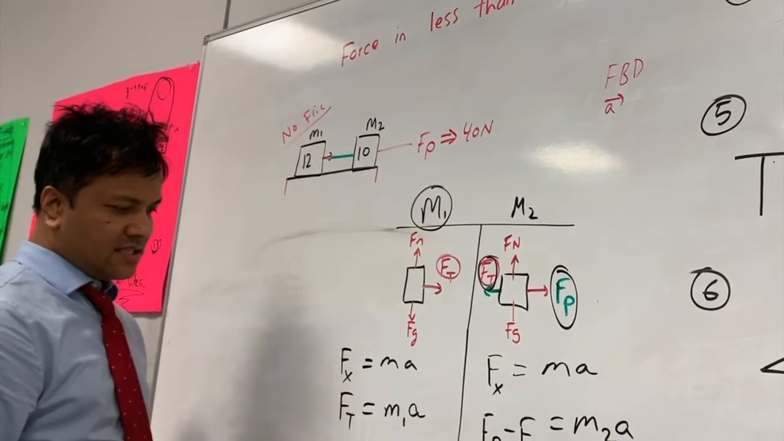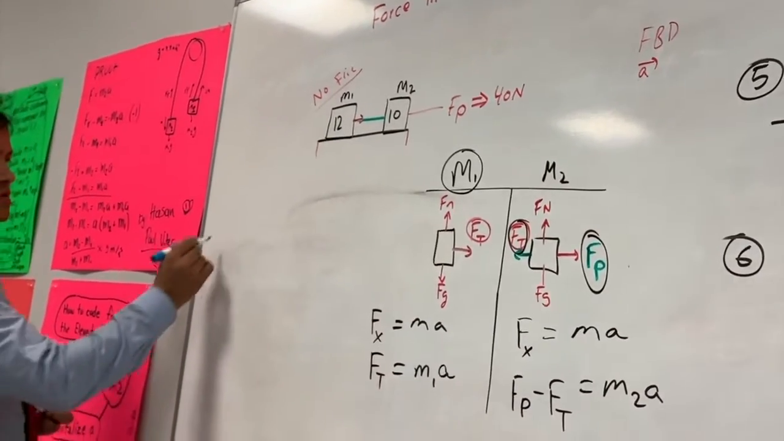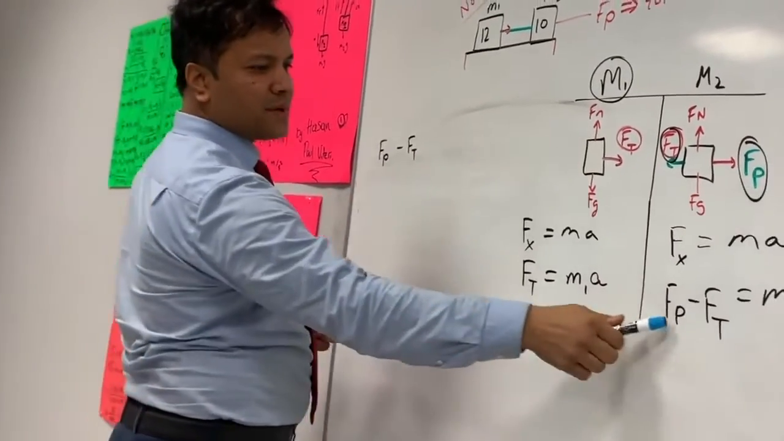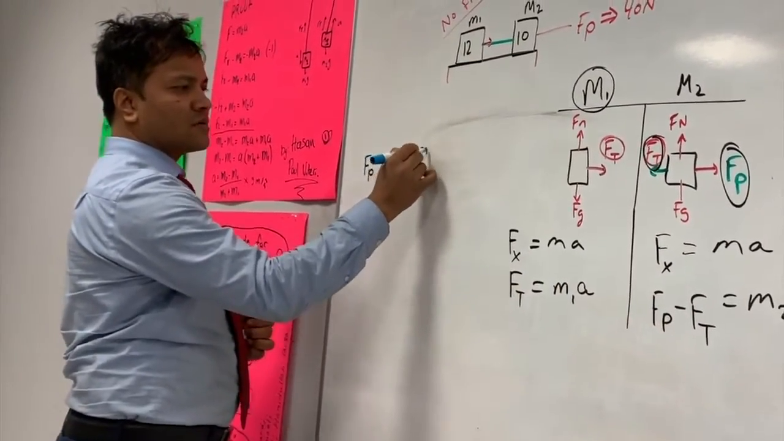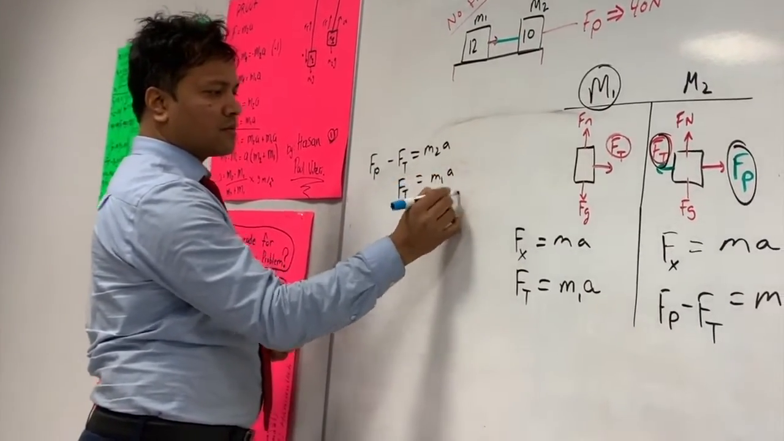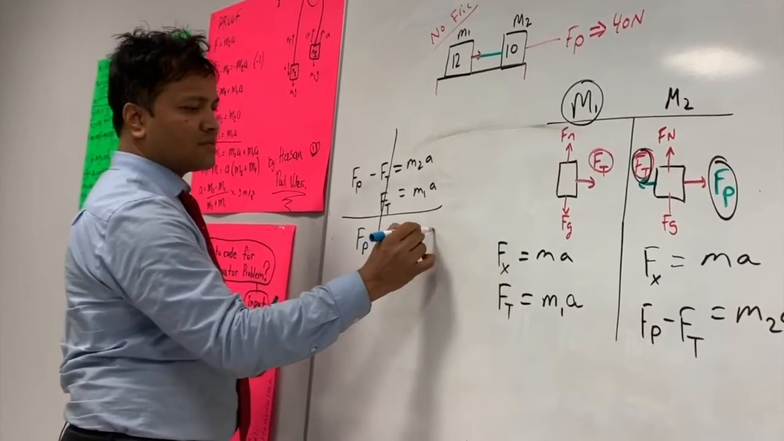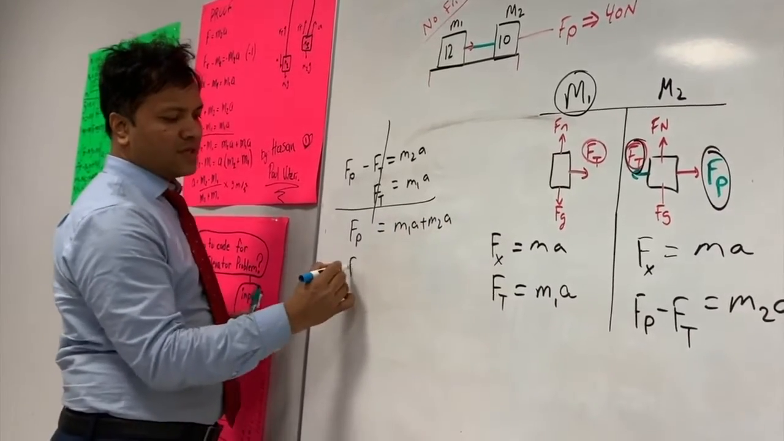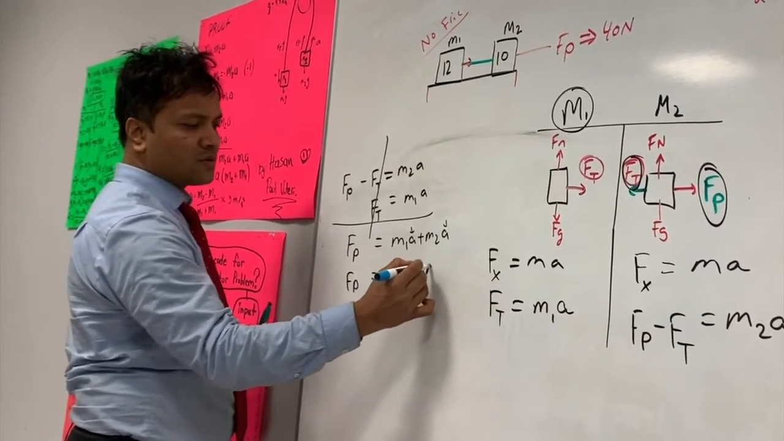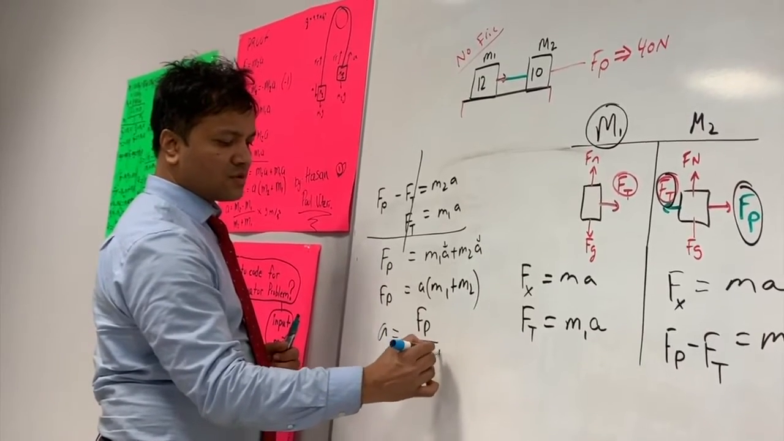Now I have a system of equations. Let's put them on top of each other. So Fp minus Ft is equal to m2a. And now I have Ft is equal to m1a. Cancel. So Fp is equal to m1a plus m2a. So Fp is equal to, I have a common factor, a times m1 plus m2. Okay, so a is equal to Fp over m1 plus m2.